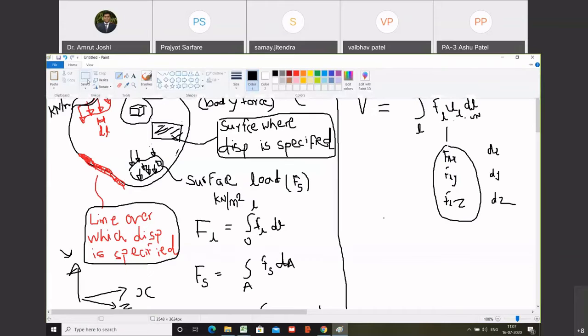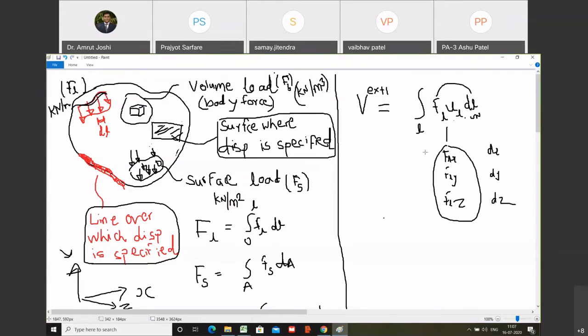Now, what is missing here in this expression? Can you point that out? When I write the potential energy, I associate a negative sign with it. Do you agree with me? For external force, we have to give a negative sign. Are you with me? Now, tell me, what is the potential energy associated with surface forces?